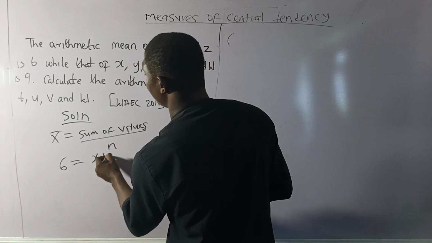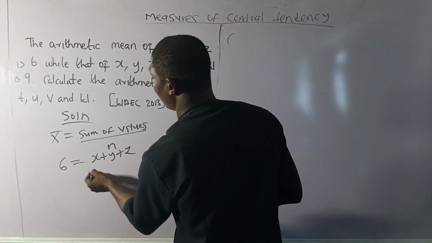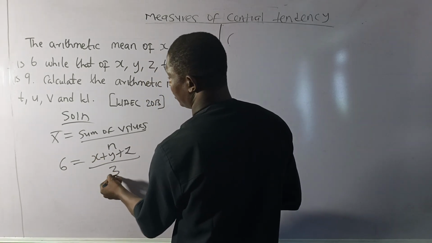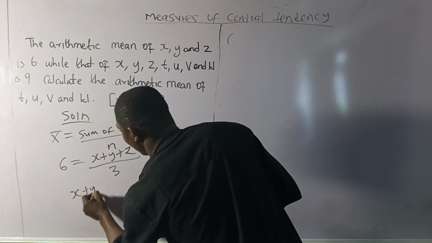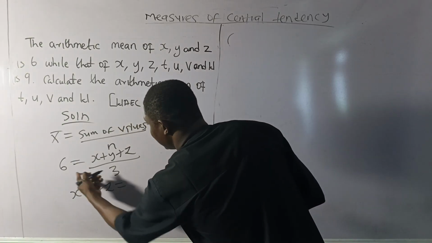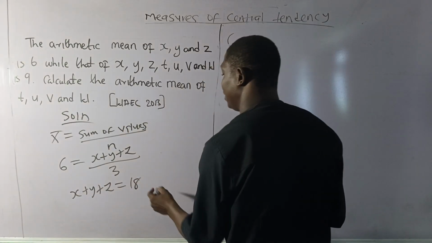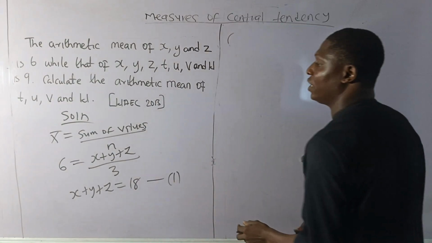So we have x plus y plus z, sum all over how many values? 3. So we have x plus y plus z equal to 6 times 3, which is equal to 18. We can take this as our equation 1.